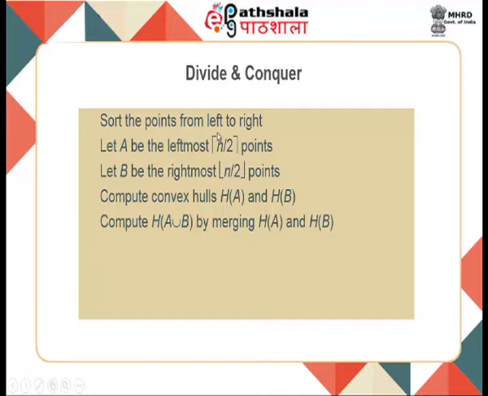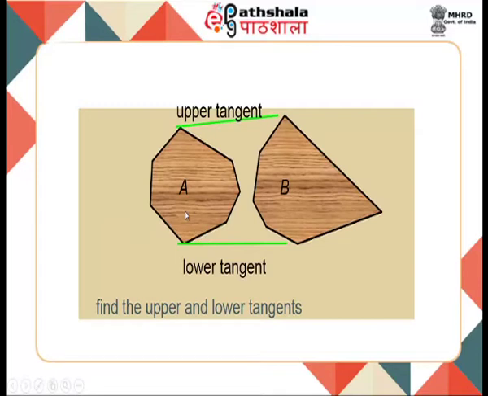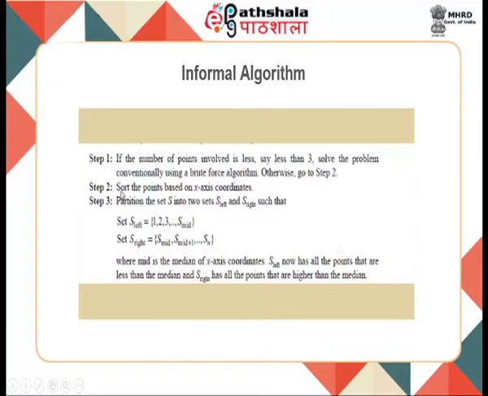So, we divide the problem into two subsets of n by 2 each, construct the convex hull for both, and then combine everything. We find the upper tangent and the lower tangent, and once we have these, we merge everything to get the final convex hull. This is what the algorithm is going to be.